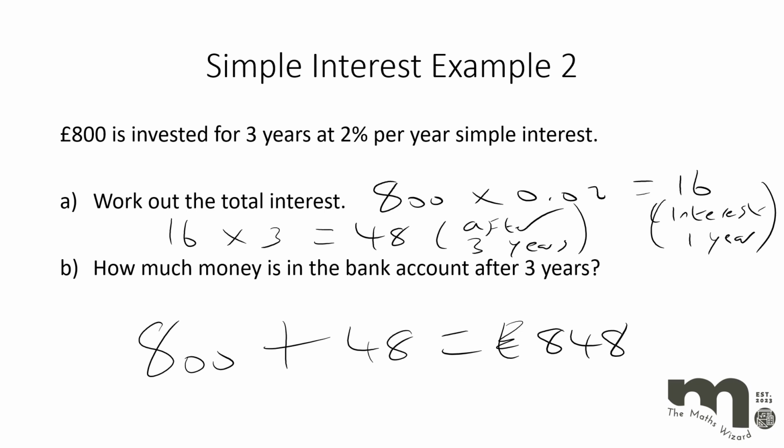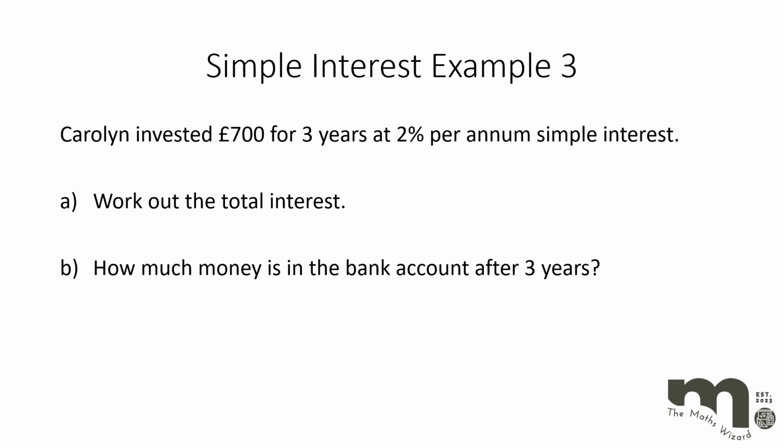Okay, final example then. So Caroline's got some money in a bank account. She's got £700. She's leaving it in there for 3 years, and she's getting 2% per annum simple interest. Good word, good phrase there, per annum. Per annum always means it's just another way of saying per year. Okay, so maybe pause your video on this one. See if you can have a go yourself now you've seen 2 examples already.